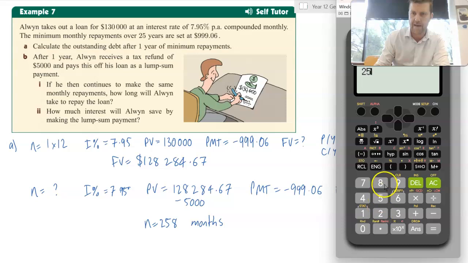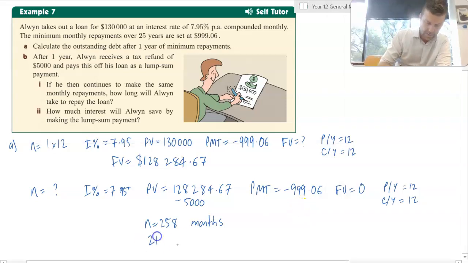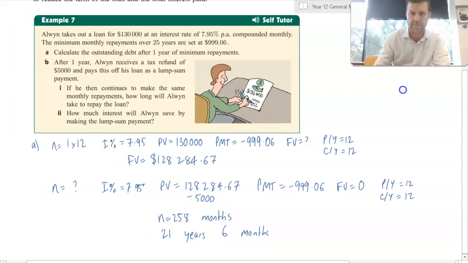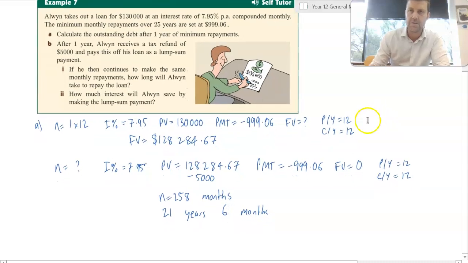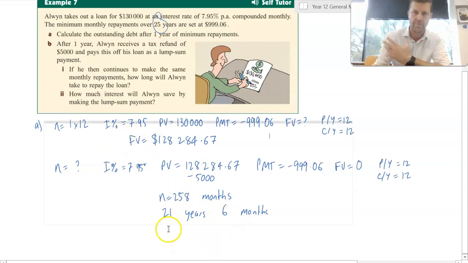So 258 months is how many years? Works out to be 21 and a half years. So 21 years and 6 months, because 6 months is half a year. So that's how long it would take to pay off the loan. So it would actually save him 2.5 years, it was 25 years in total, on paying back the loan. Keeping in mind, he's already been paying before he put that amount in for 1 year anyway. All right, so that would be 22.5 years altogether, saving him 2.5 years of payments.